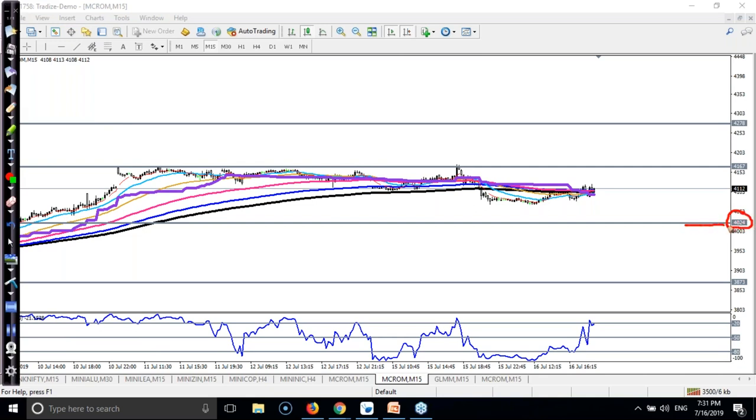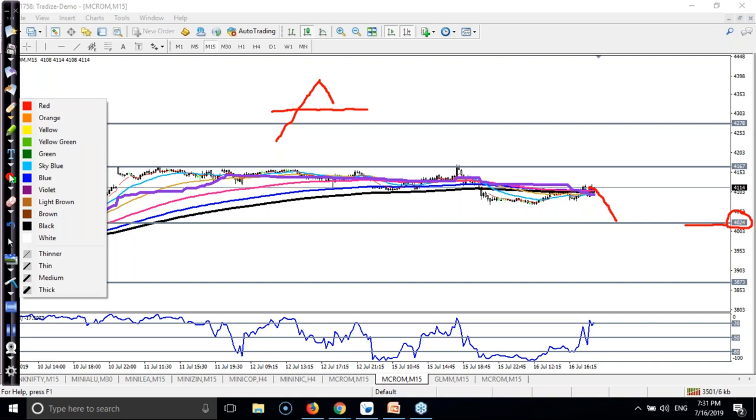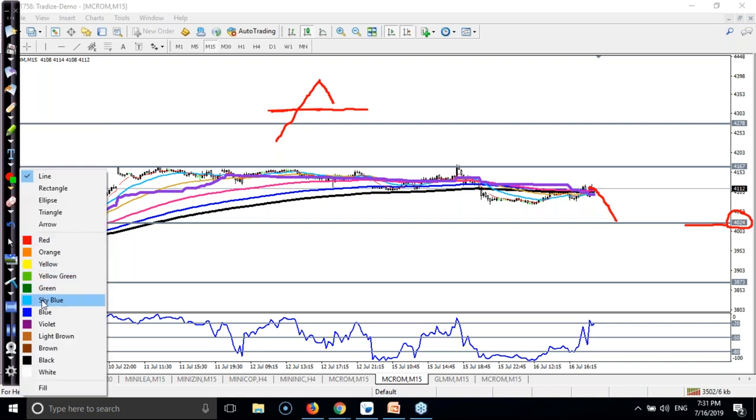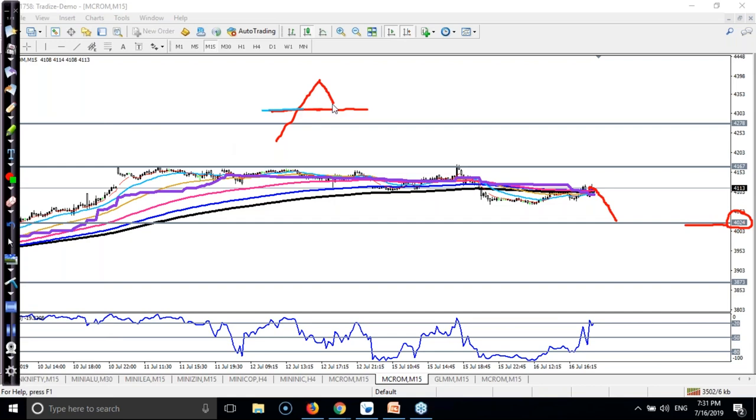This is the supporting line, right? 4024. If the market reaches this area, remember why I'm telling you the market is now doing a retracement. Let me change the color. Here is a resistance line, oh sorry, supporting line, right? This is a supporting line. Now the market is in an uptrend and doing a retracement, so we have seen this is a supporting line.